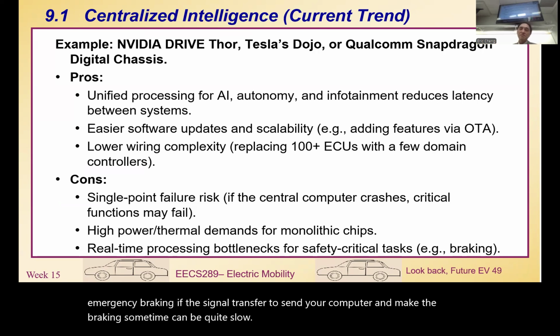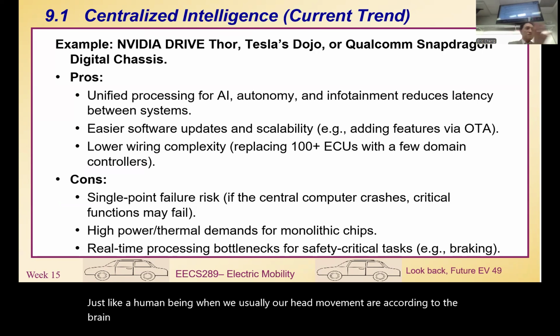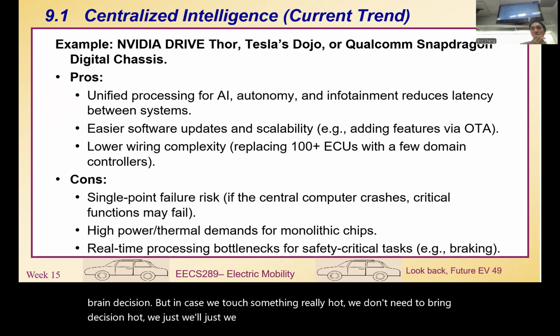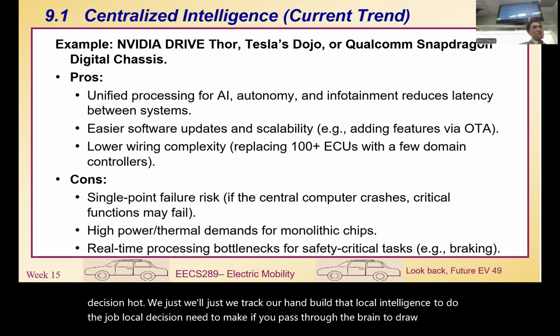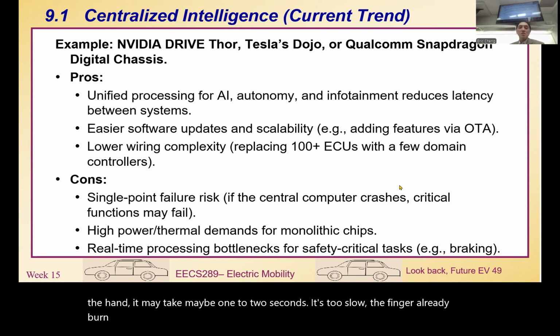Just like a human being, usually our hand movements follow the brain's decision. But in case we touch something really hot, we don't need the brain's decision. We just retract our hand. We build a local intelligence to do the job. A local decision needs to be made. If you pass through the brain to withdraw the hand, it may take maybe 1 to 2 seconds. It's too slow. The finger is already burned. So that's why some kind of local, decentralized decision needs to be made.